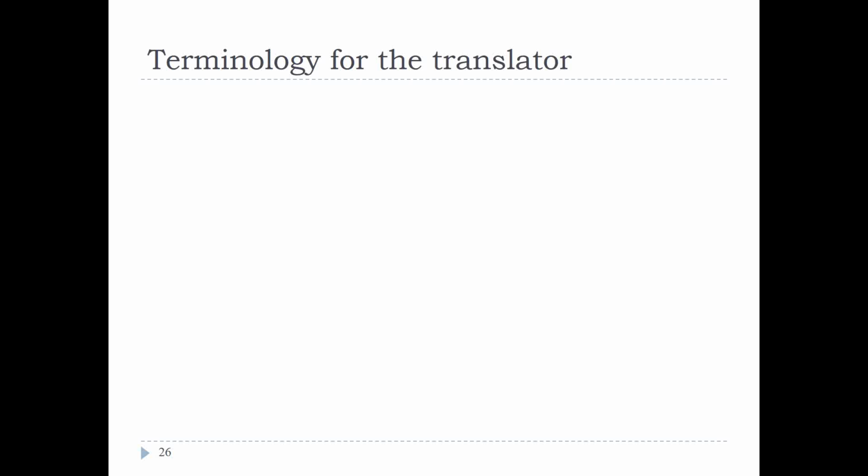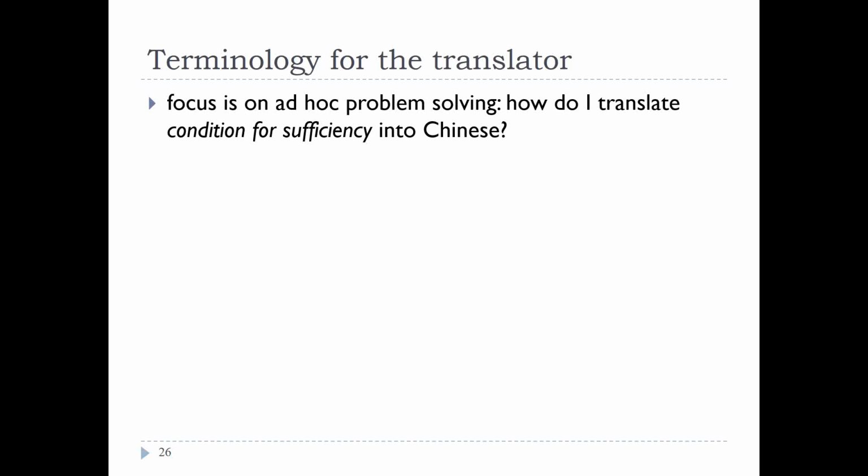In terms of the translator, all translators have to do terminology work in order just to find out the meaning of words in a new text they happen to be translating. So it's more on the basis of what's sometimes called ad hoc problem solving. And this Latin phrase refers to doing something without a plan as the need arises. So how do I translate condition for sufficiency into Chinese?